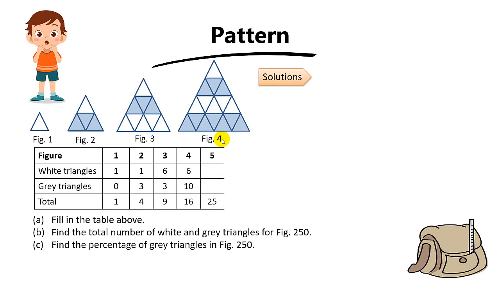So what is the pattern over here? You can see the difference over here is 1: 1 minus 0 gives you 1. Then 3 minus 1 gives you 2. 6 minus 3 gives you 3.